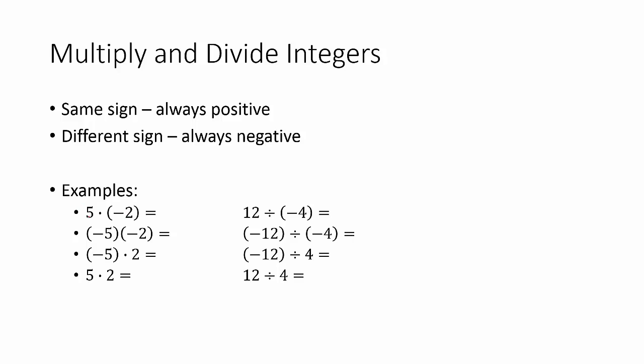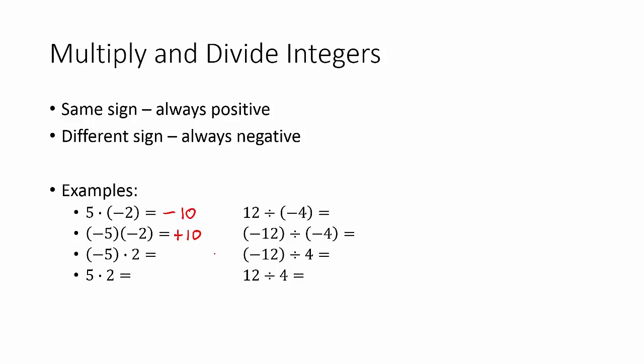First, 5 times negative 2. Those are different signs. One positive, one negative. So our answer is negative. 5 times 2 is 10. The second example, negative 5 times negative 2. They're both negative. They both have the same sign, so it's always positive. 5 times 2 is 10.